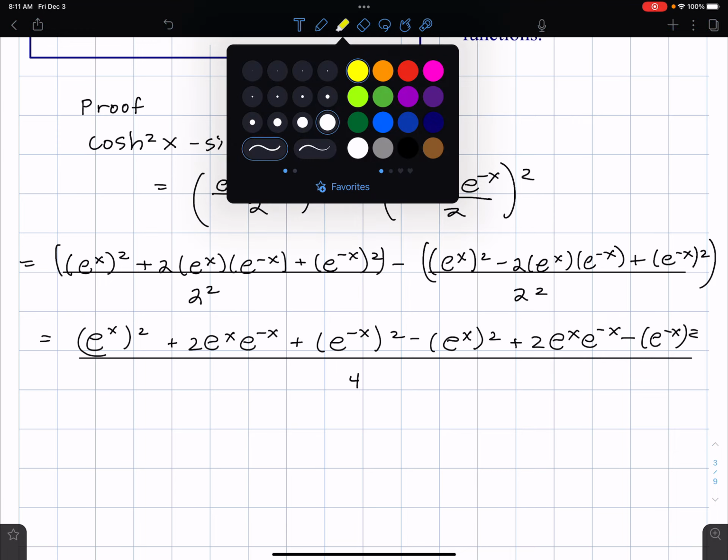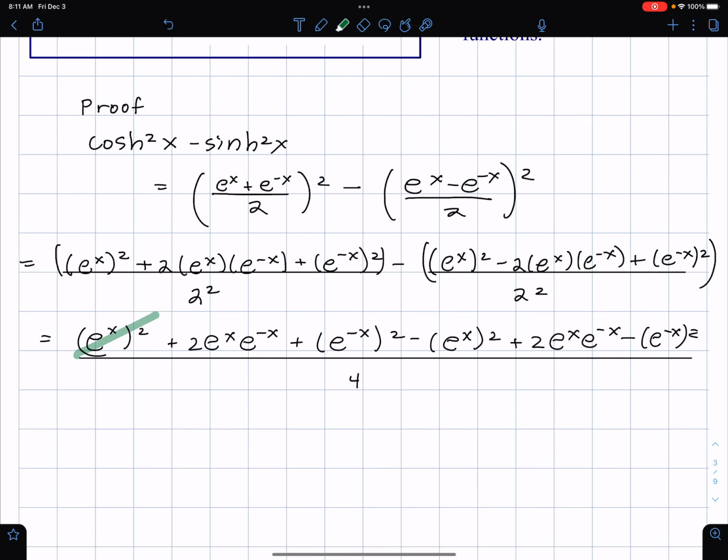Now we see that there's cancellation here. e to the x squared minus e to the x squared. e to the negative x squared minus e to the negative x squared. And so then we'll get these two guys that are the same, adding them together: 4 e to the x, e to the negative x, divided by 4.